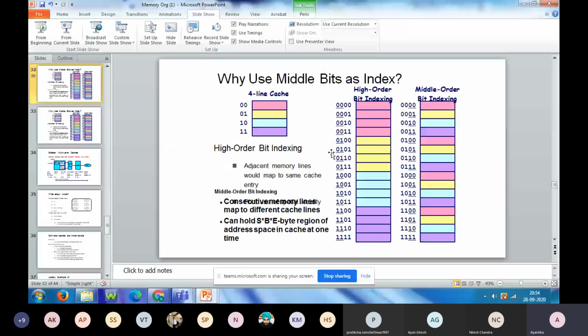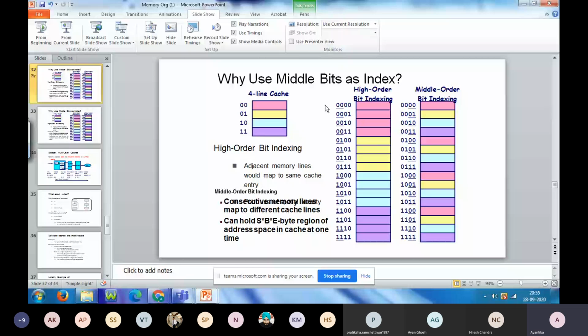When you can see, actually you can reduce this, it will be better. There is higher order bit. There are two concepts: one is higher order bit indexing and the other is middle order bit indexing. That means you can see these pink blocks and the addresses associated with them: 0000, 0001, 0010, 0011. Okay. So whenever you are doing this high order bit indexing, what happens?